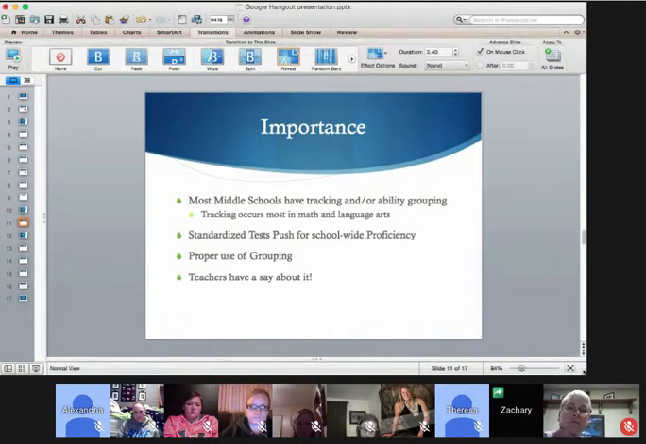So the important thing we need to find out is how we can use this grouping and implement it in a correct way. Because teachers do have a say about it, whether it be tracking or ability grouping, every single day.